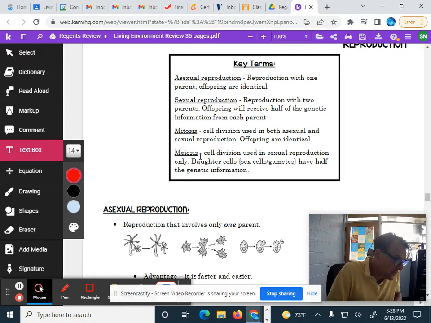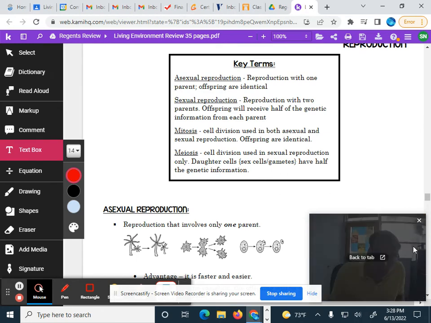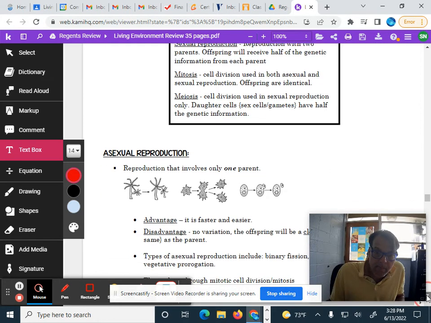Meiosis is the creation of sex cells. The daughter cells will have half the genetic information of the original parent cell. These cells are considered gametes, and they're used in sexual reproduction so that the zygote, which forms from fertilization, will have a complete set.